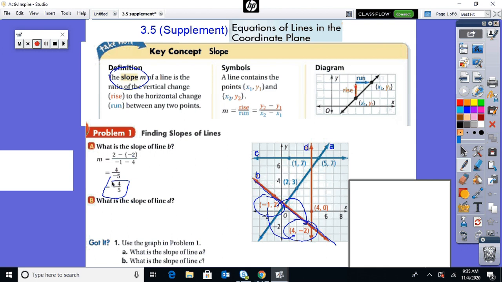Part B, D, a vertical line. All vertical lines, of course, have a slope of undefined because you have 0 in the denominator. Can't divide by 0, so therefore an undefined slope, going straight up and down. Pause the video here and try to get it.